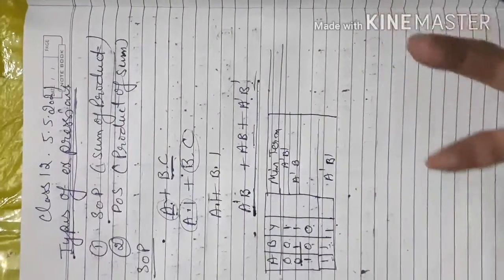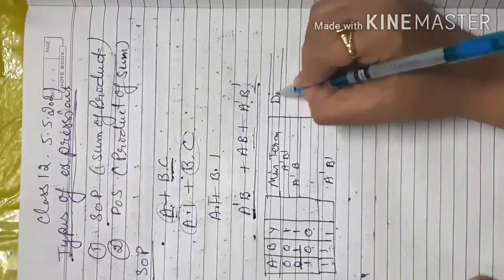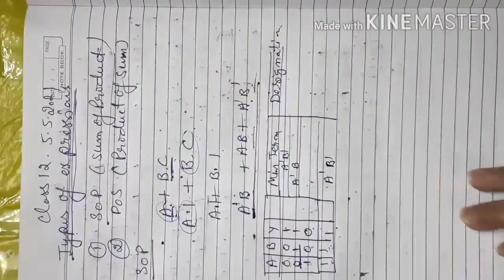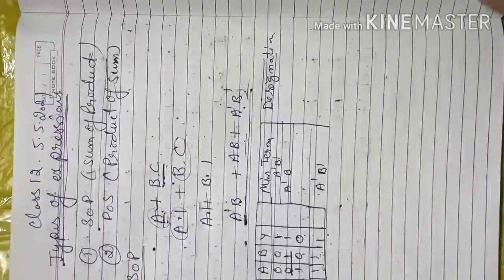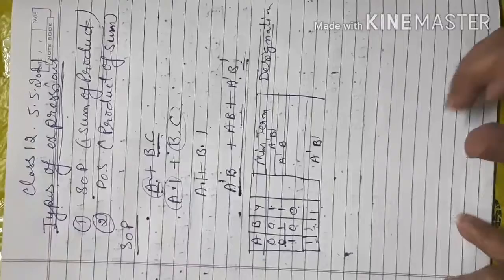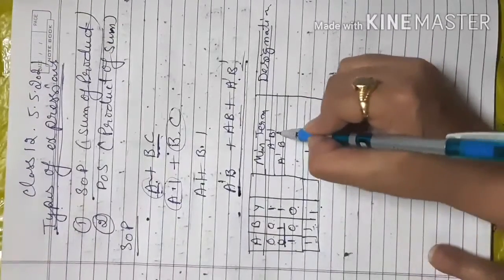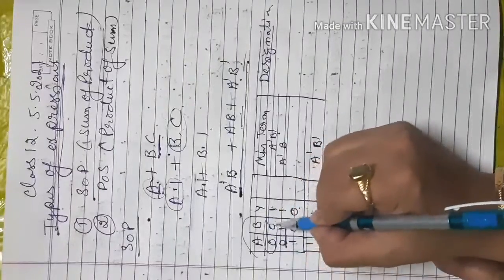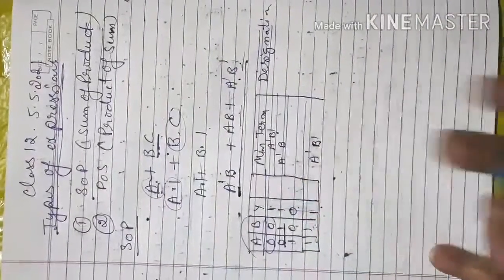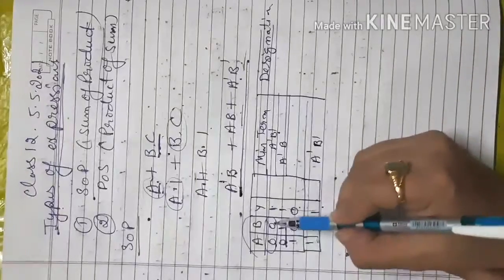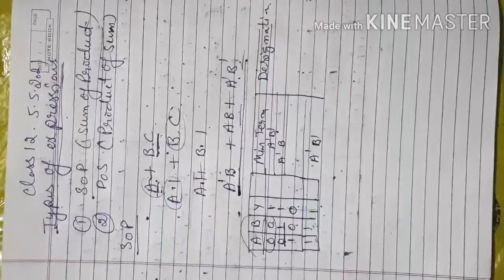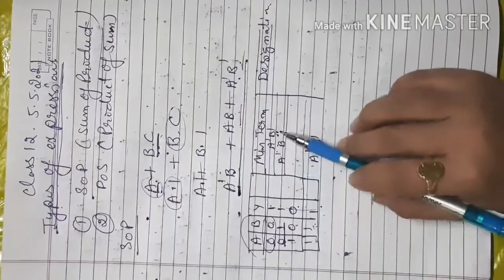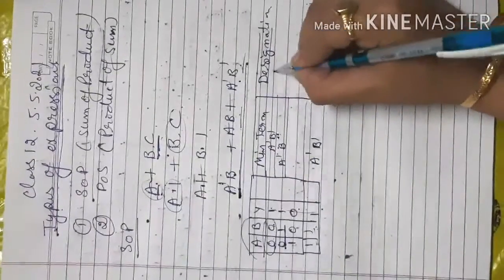Now, how do I designate this minterm? Next is designation. I want to give the designation of this term according to where it is presented in this table. If this is A complement, B complement, look at this position's binary number. You only have to check the binary number in the input. No need to include the Y. If it is 0 0, that means for the minterm A complement, B complement, your minterm designation is 0.